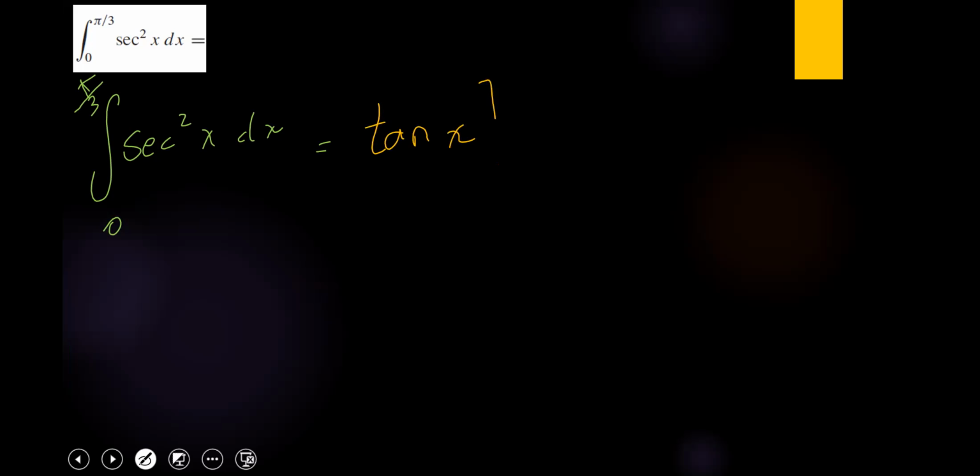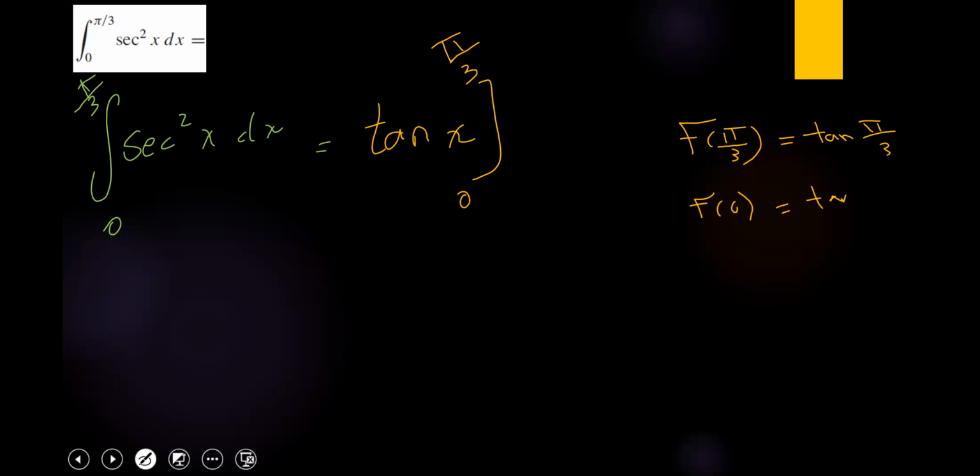Let's now solve this one here. Integration of secant square x dx from 0 to pi over 3. First of all, what we have to do is find the integration of secant square. What's the integration of secant square? It is tan of x from 0 to pi over 3. What does it mean? That means I have to find f of pi over 3 and f of 0, and then I will subtract them. Where is f of pi over 3? That means tan of pi over 3. And f of 0 means tan of 0.